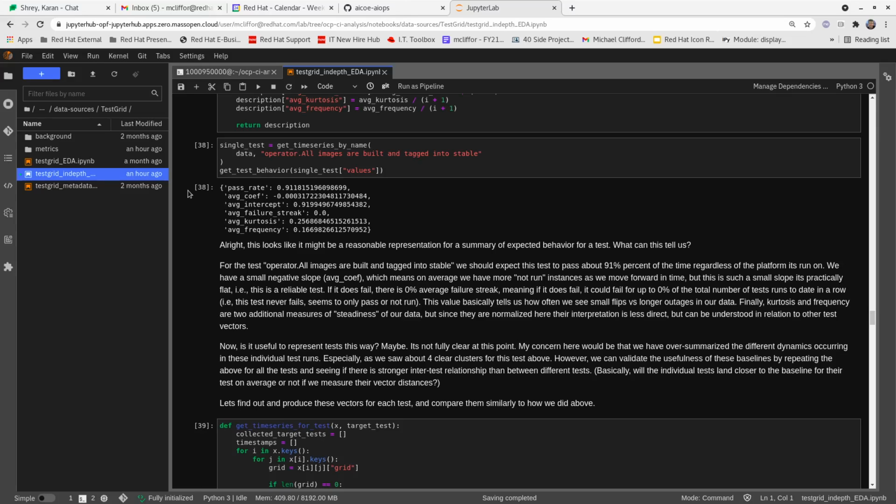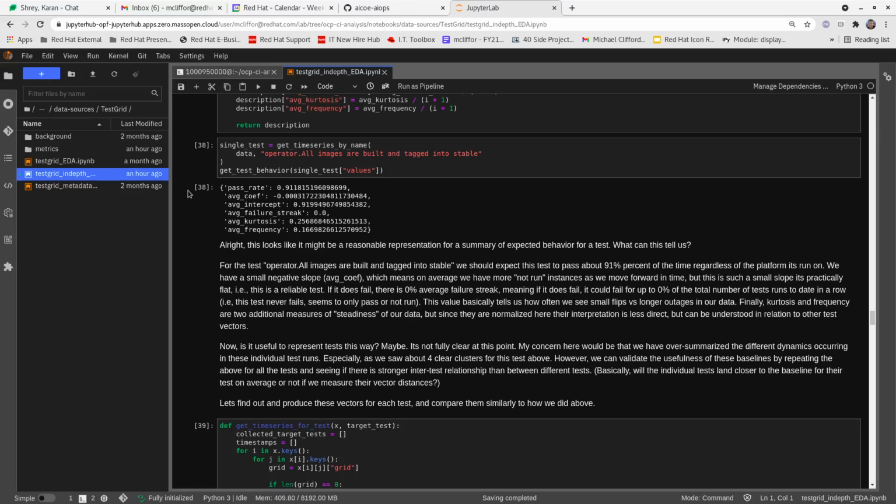So for this one, for example, you would say, on average, we'd expect this test to pass about 91% of the time. It does have a small negative slope, which means that as we move forward in time, it's more likely to have a not-run instance. But it's such a small slope that it's really flat, so that can be interpreted as a really reliable test. Again, this one in particular has a failure streak of 0, so if it does fail, there's a 0% chance that it will continue to fail.